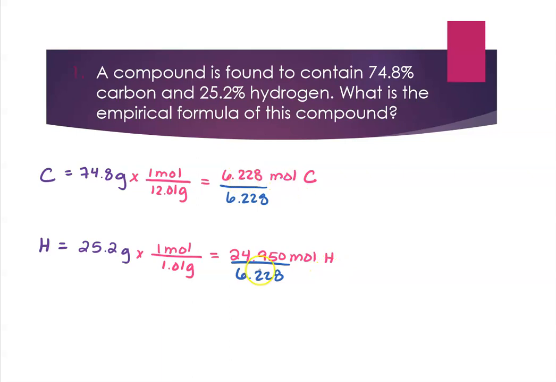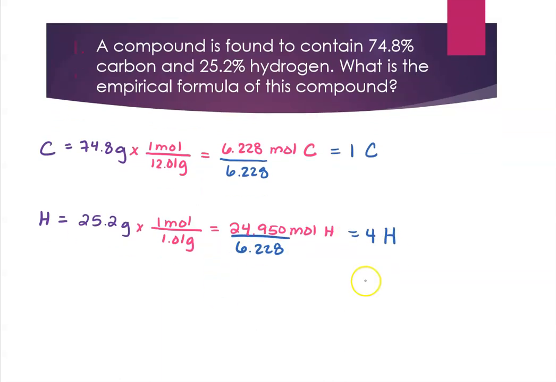And to keep the ratio the same, whatever I do to one of them, I have to do to the other one as well. All right, 6.228 divided by 6.228 is 1, so I have 1 carbon. And 24.950 divided by 6.228 is 4, so I have 4 hydrogens. All right, so that means that my formula here is going to be CH4.